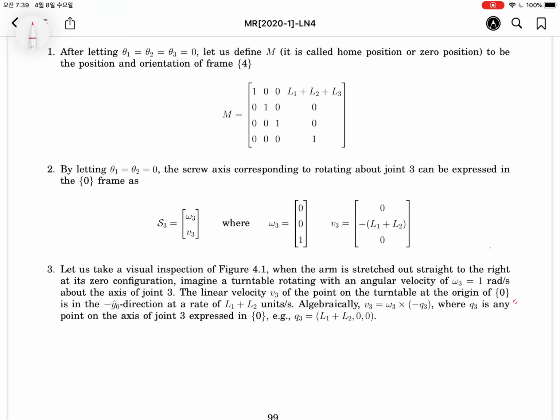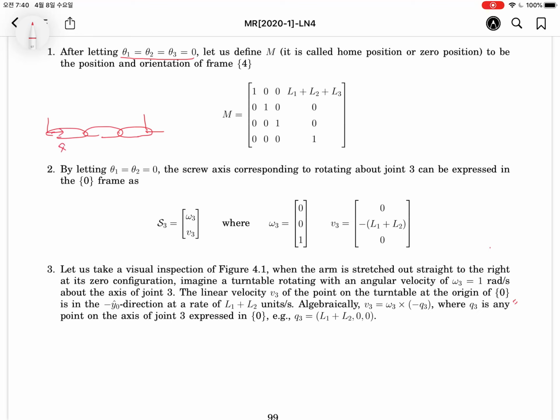Okay, this procedure will be derived in a systematic way. As mentioned before, this will be called the product of matrix exponential. Okay, the first step, let's assume all the joint coordinates are 0. So this is the fixed base, the first link, and the second joint, second link here, third joint, third link here. And then the end effector frame will appear like this.